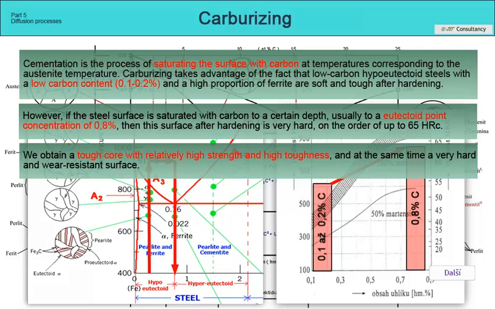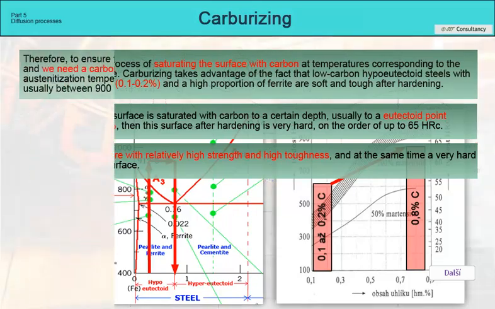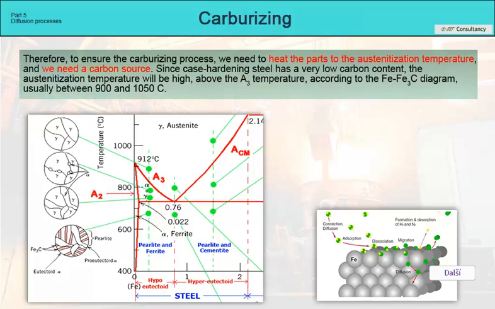We thus obtain a tough core with relatively high strength and high toughness, and at the same time a very hard and wear-resistant surface. To ensure the carburizing process, we need to heat the parts to the austenitization temperature, and we need a source of carbon. Since case-hardening steel has a very low content of this element, the carburizing temperature will be high according to the iron carbide diagram, above the A3 temperature, usually between 900 and 1050 degrees Celsius.